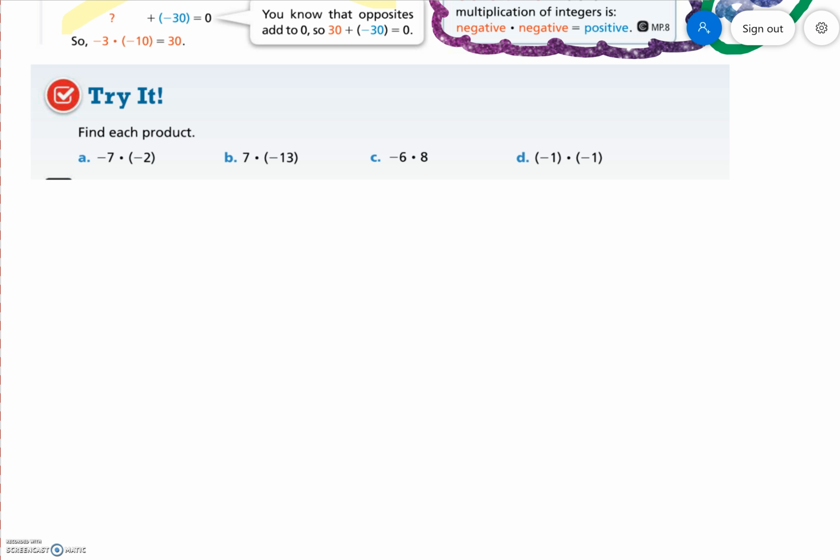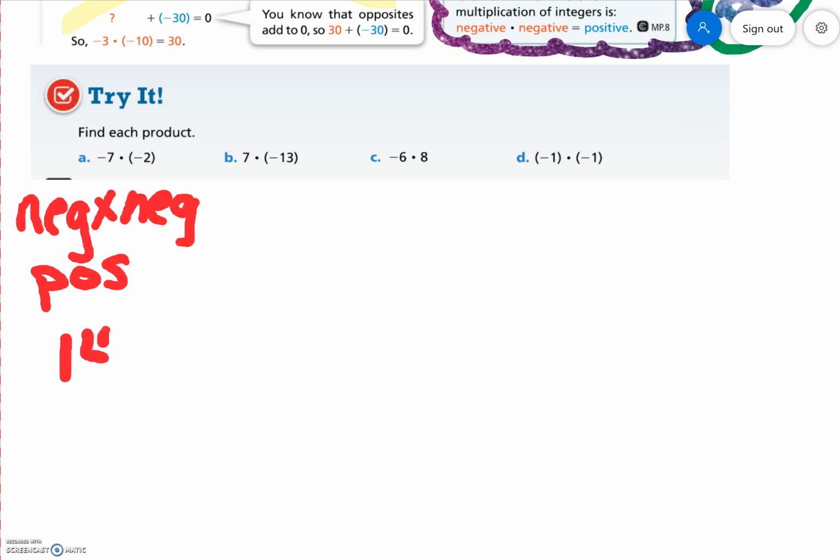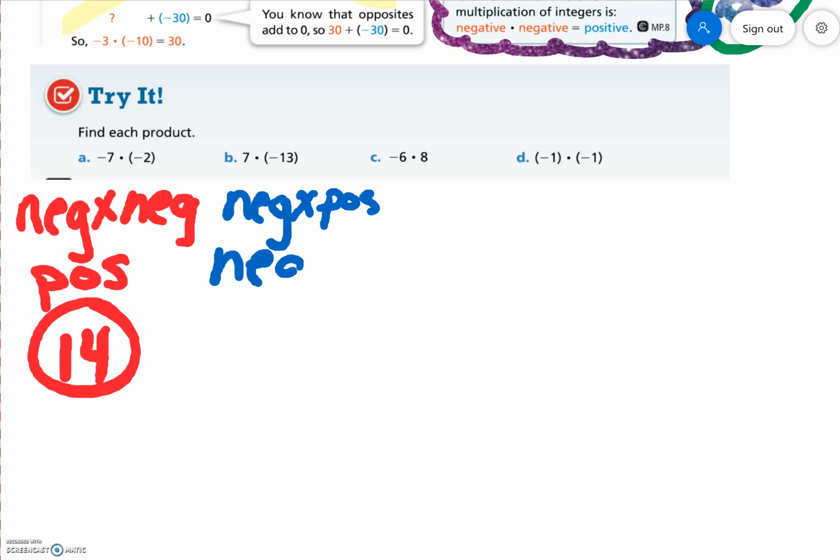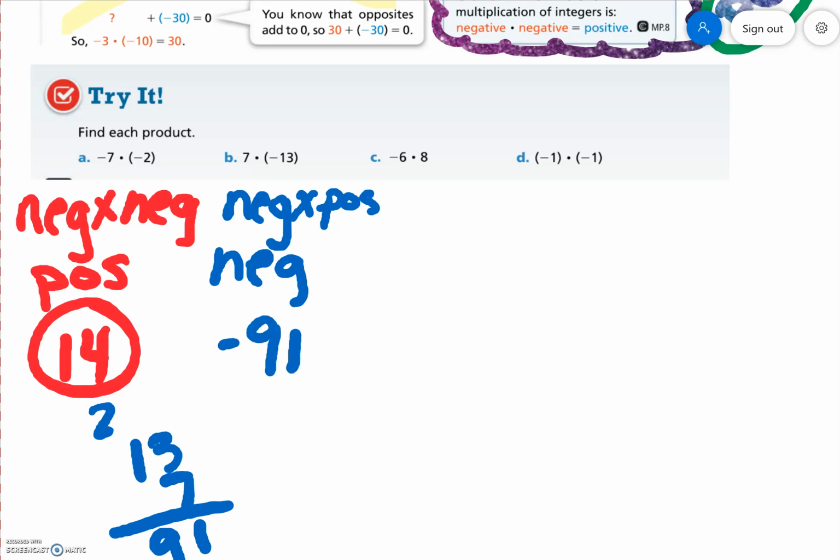A negative times a negative gives us a positive answer. So I know this answer is going to be positive. Then I do 7 times 2, which is 14. Next, a negative times a positive gives us a negative answer. So I know my answer is going to be negative. And 13 times 7, I don't have a calculator on me, so I'm doing it longhand. You should get -91. Here again, a negative times a positive gives us a negative answer. 6 times 8 is -48.